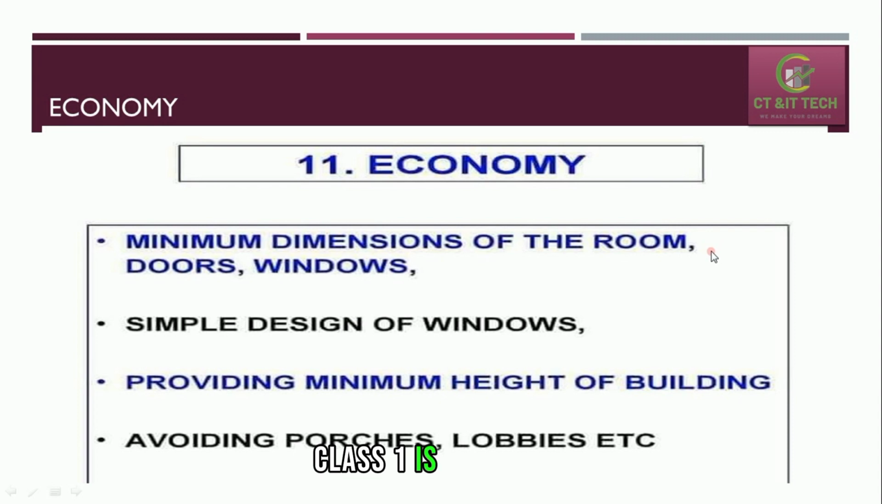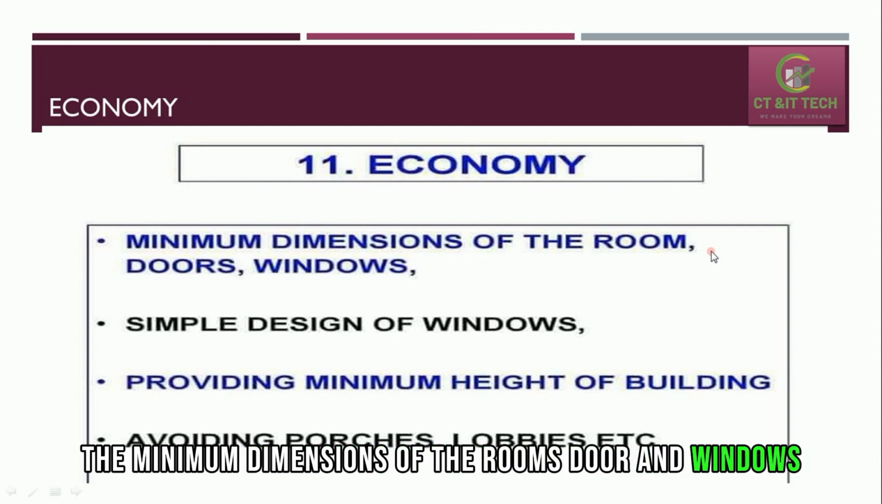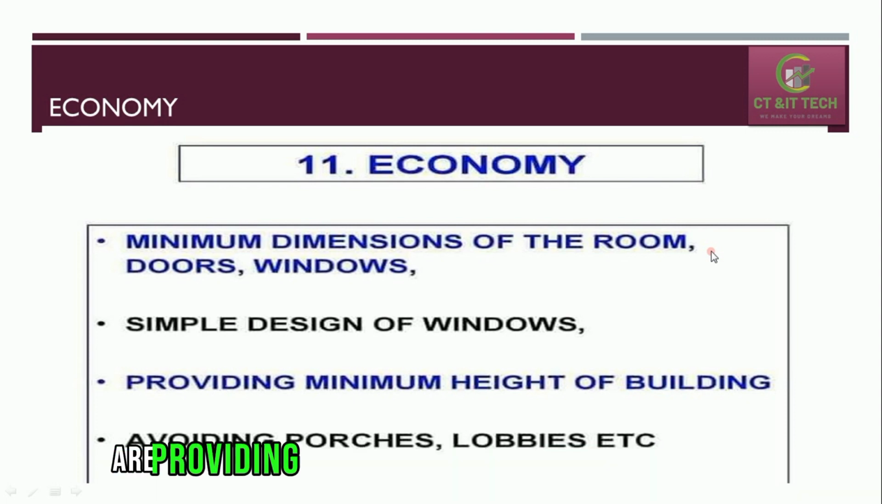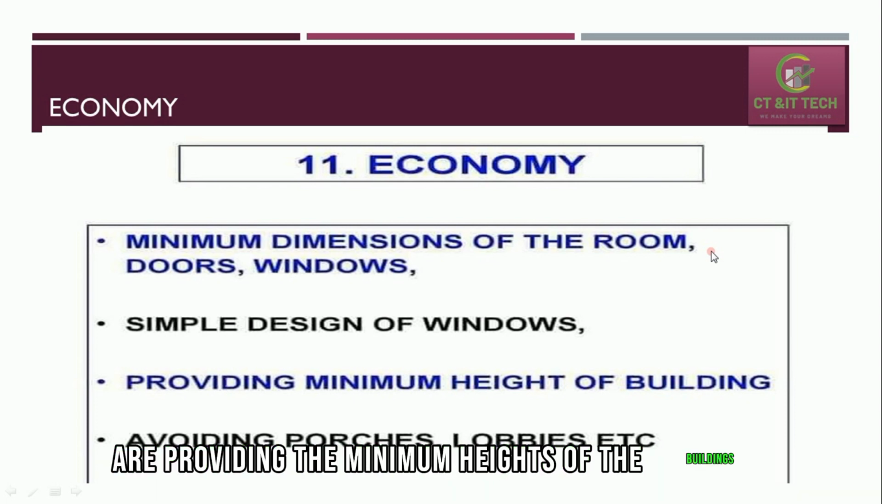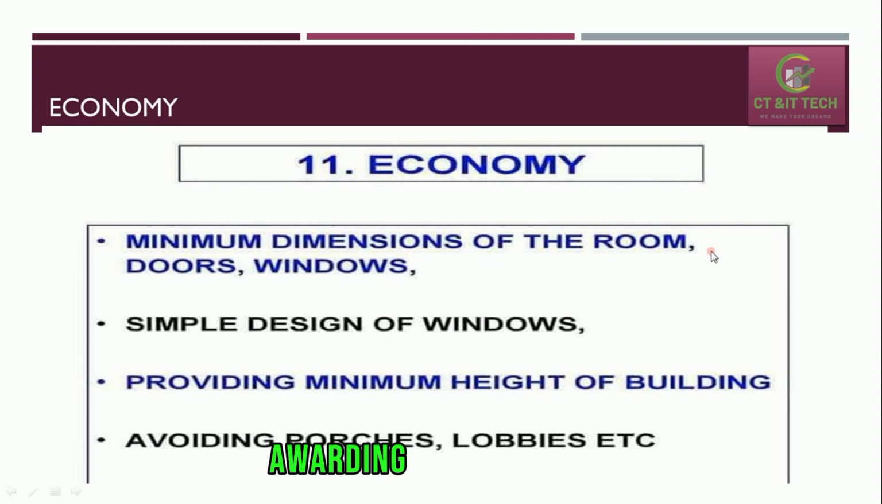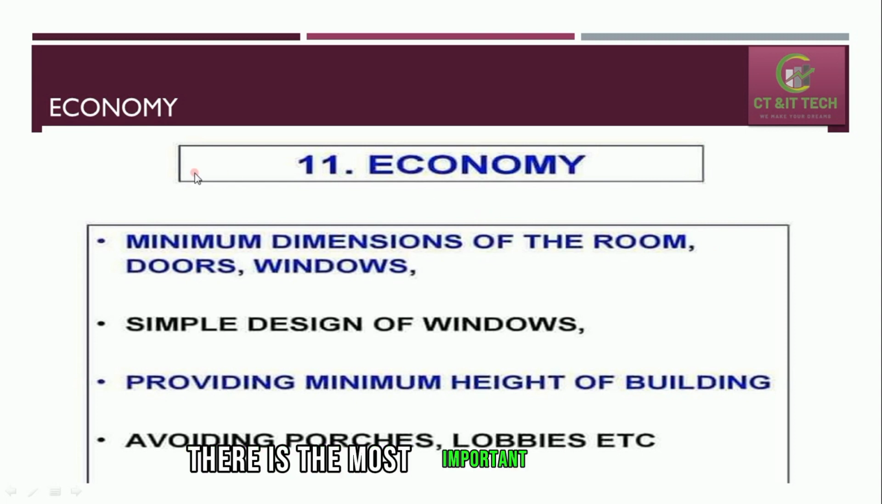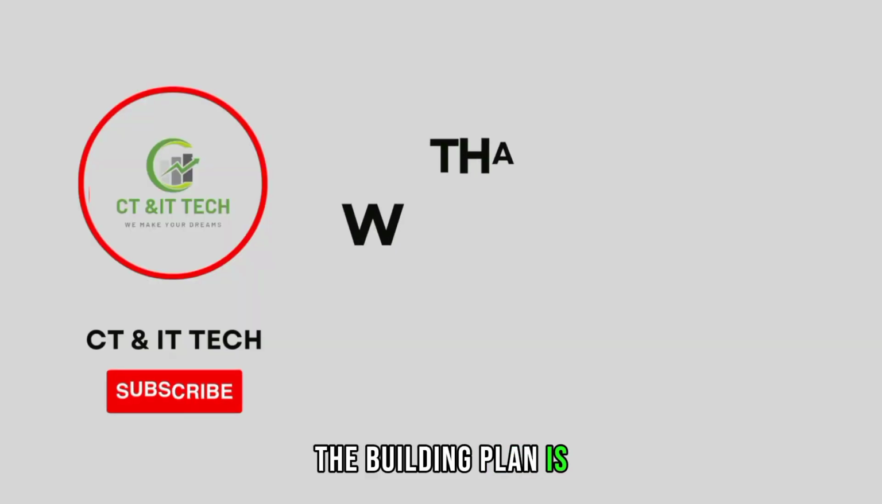The last one is economy. It means keeping the minimum dimensions of rooms, doors and windows, a simple design of windows, providing the minimum height of the building, avoiding projections, ornaments, etc. These are the most important things for building planners.